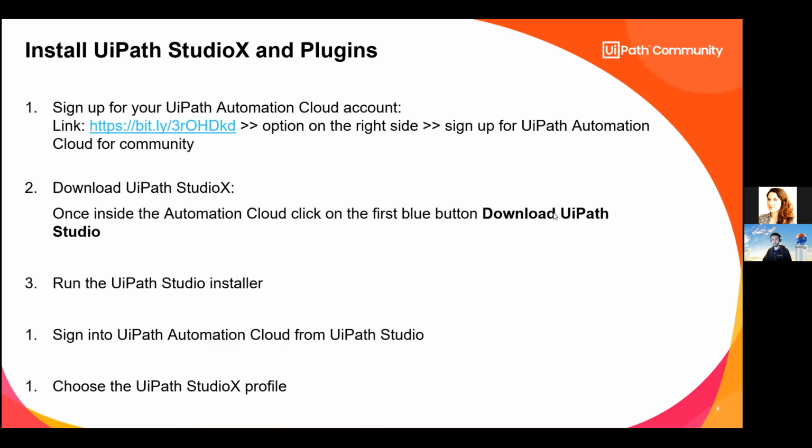After downloading UiPath Studio, you will execute that installer, and that would just ask you to log in again to the UiPath Automation Cloud. And after doing the login, you will be prompted to select which profile of UiPath Studio you want to use. You're going to see 3 profiles: UiPath Studio Pro, UiPath Studio, and UiPath StudioX, right?